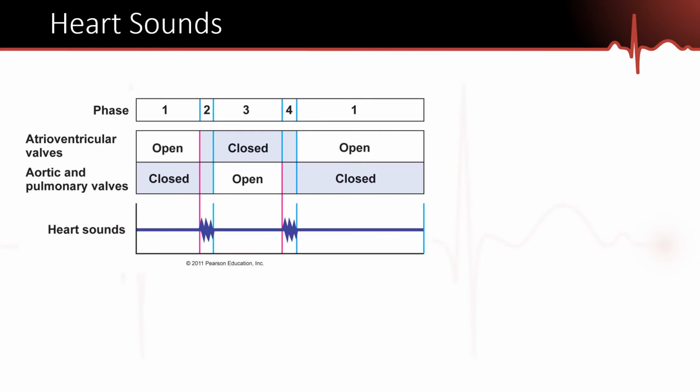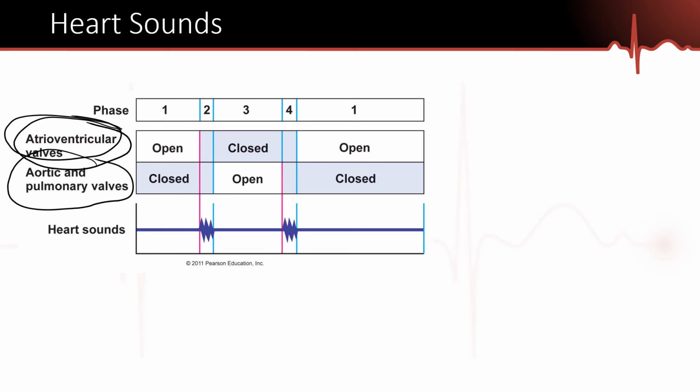So this is how your textbook depicts the heart sounds. First, you have the atrioventricular valves, or the AV valves. The AV valves are the same thing as the tricuspid and bicuspid valves. The tricuspid and bicuspid valves can also be called the atrioventricular valves. And down here, it's showing you the aortic and pulmonary semilunar valves.